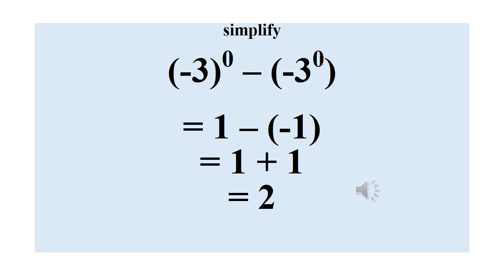The exponent 0, the power 0, is affecting both the minus sign and the 3. But for the second minus 3, the bracket holds the two of them together. That is, the exponent 0 is also inside the bracket. It means the 0 is only affecting the 3.